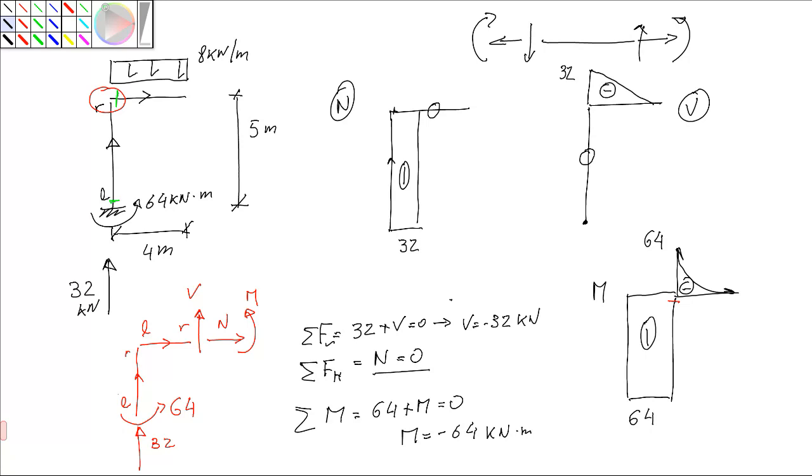The moment is minus 64, and since shear is linear, the moment is parabolic, big slope at the beginning, 0 slope at the end. The change is the area of the shear diagram, 32 times 4 divided by 2, the area of the triangle, 64. It comes from minus 64, it goes all the way to 0.